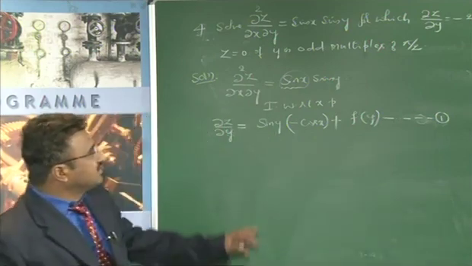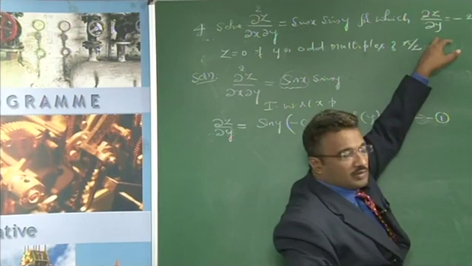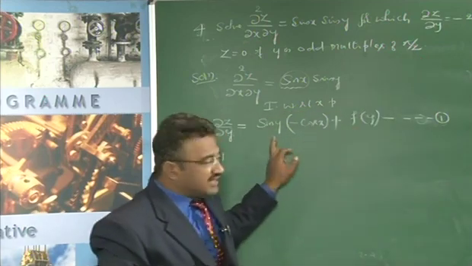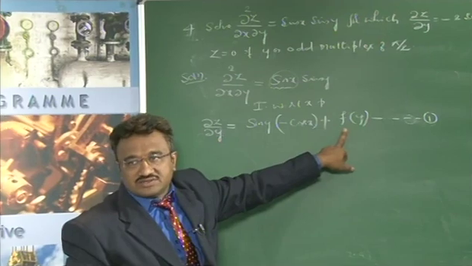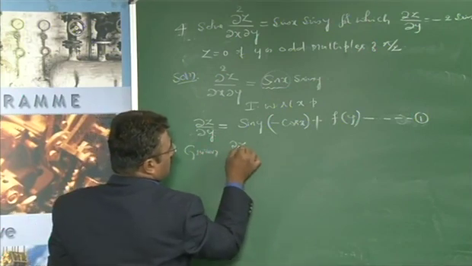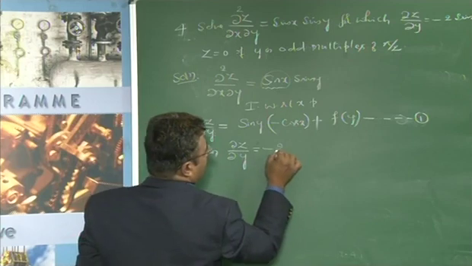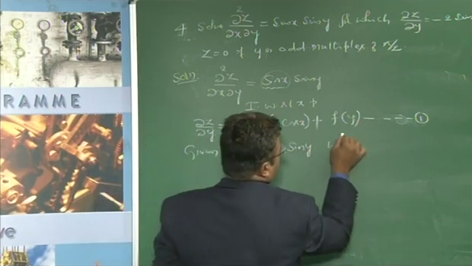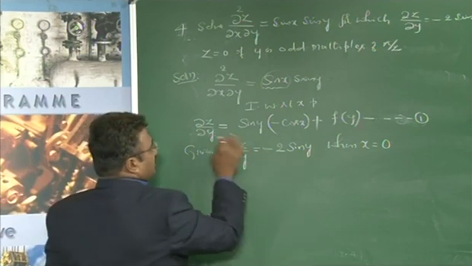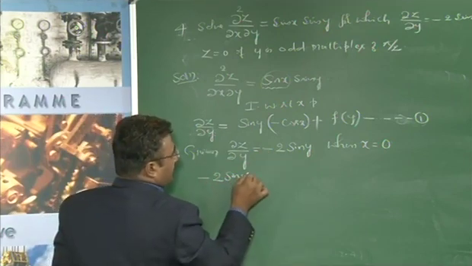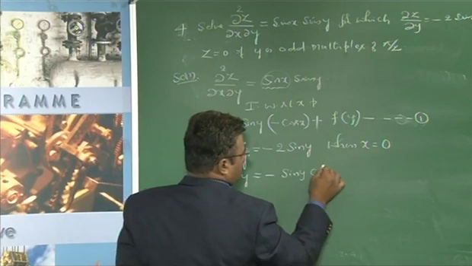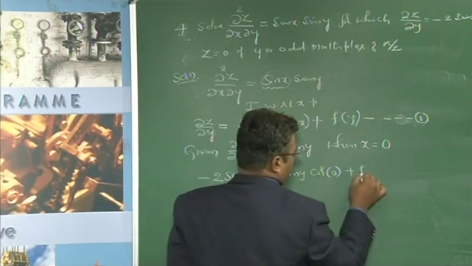What is the first initial condition they have given here? ∂z/∂y will be given, that value is -2 sin y. Using that value in equation 1, we get the value of the arbitrary function f(y). So directly we can substitute here: given ∂z/∂y is -2 sin y when x equals 0. This is the condition given in the beginning. Instead of this, putting here -2 sin y equals -sin y, and in place of x you put 0, cos 0, plus f(y).